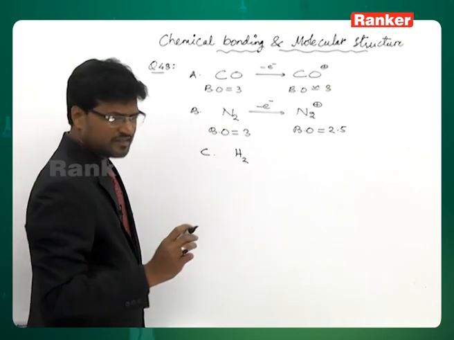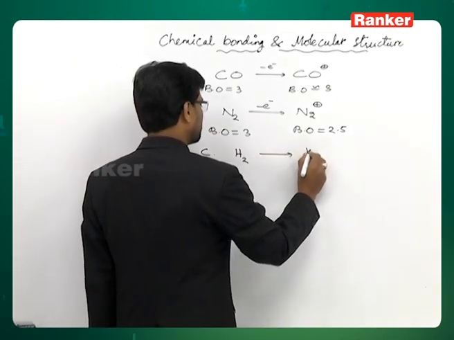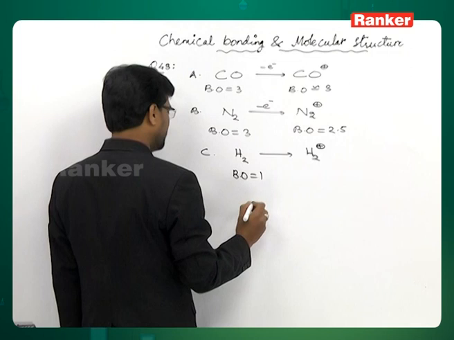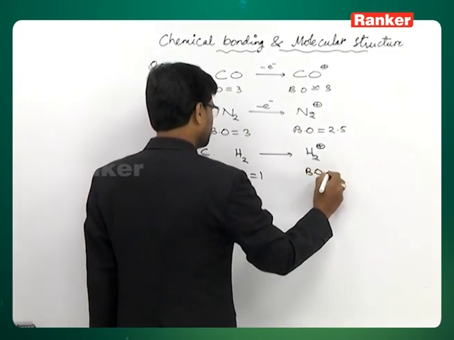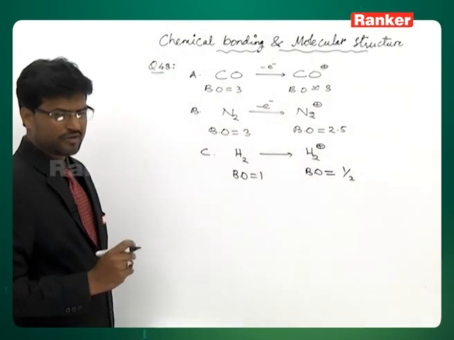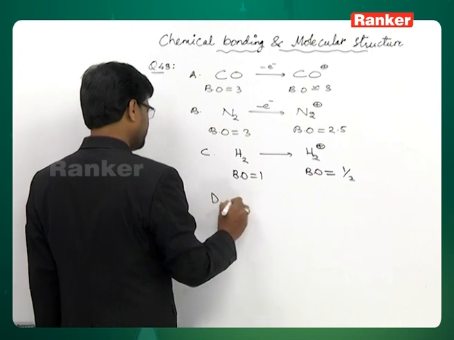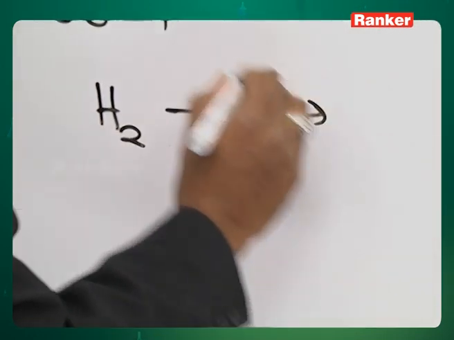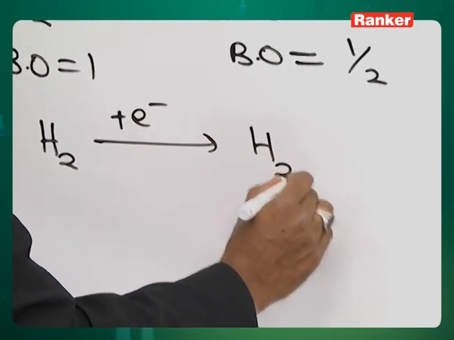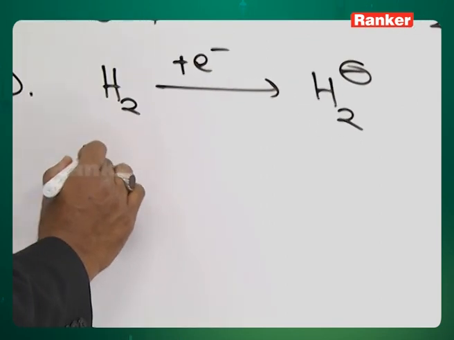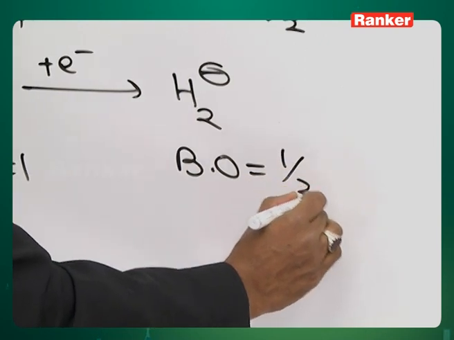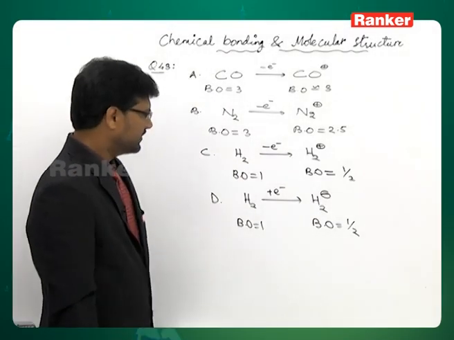Now, the third case, C bit, H2 becomes H2 plus. Here bond order of H2 is 1, bond order of H2 plus is half. So, here also there is a decrease in bond order. D, H2, in this case electron is lost, but this time electron is being gained, H2 picks up one electron, becomes H2 minus, and here bond order is 1 and here bond order is again half. So, here also bond order is decreasing.